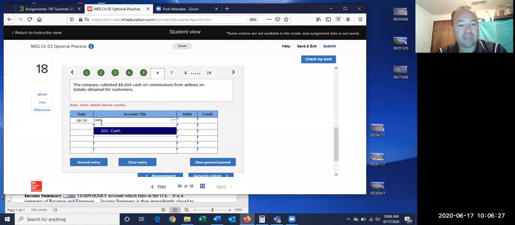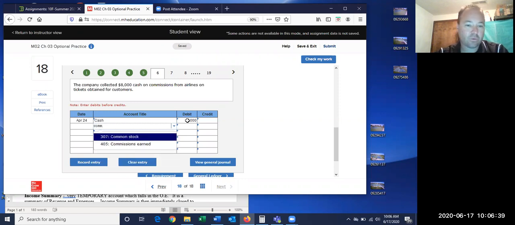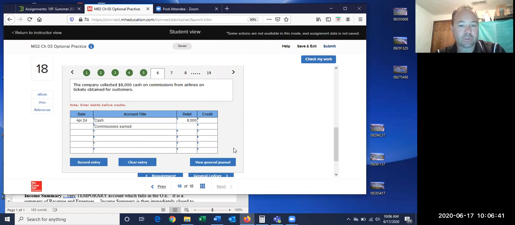Okay, now we're actually getting money. It says we have actually started making money. We collected $8,000 cash. And this was on commissions from airline. So we're going to call it what they call it, commissions earned, $8,000. And that's just like anything else, fees earned, service revenue. This is a revenue account.